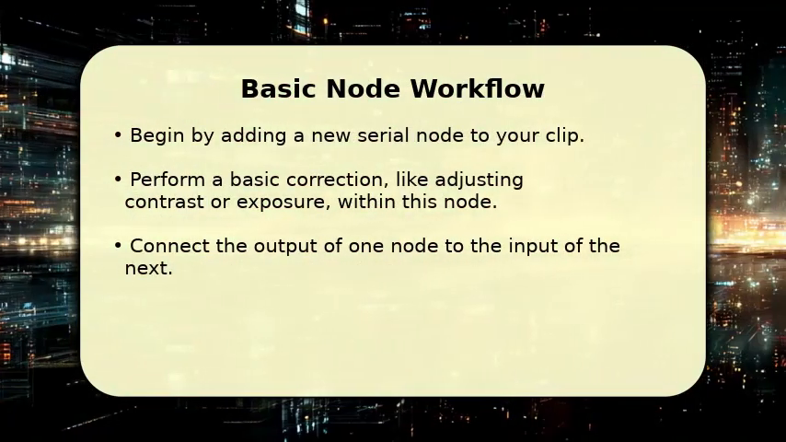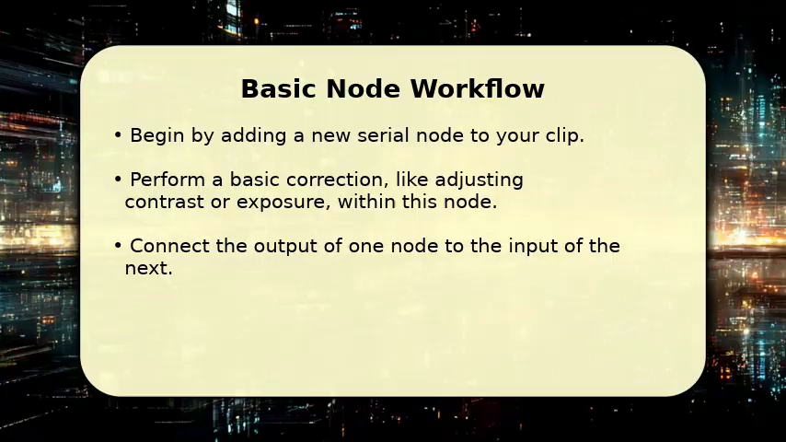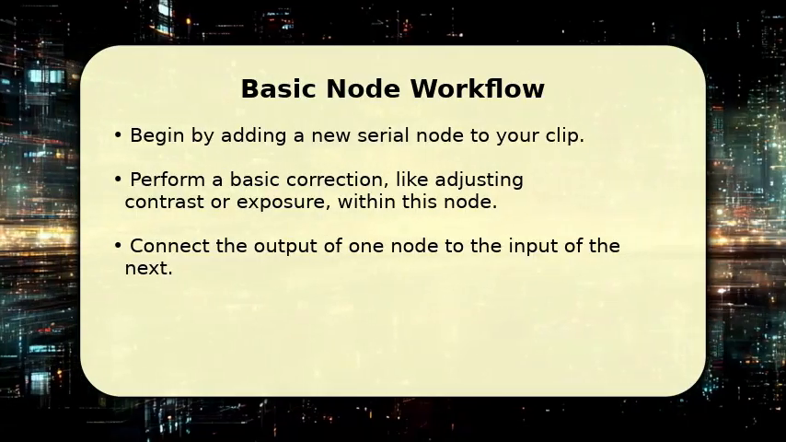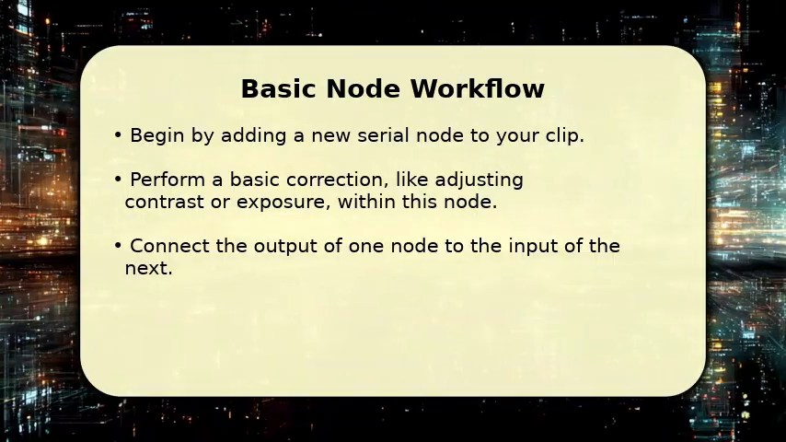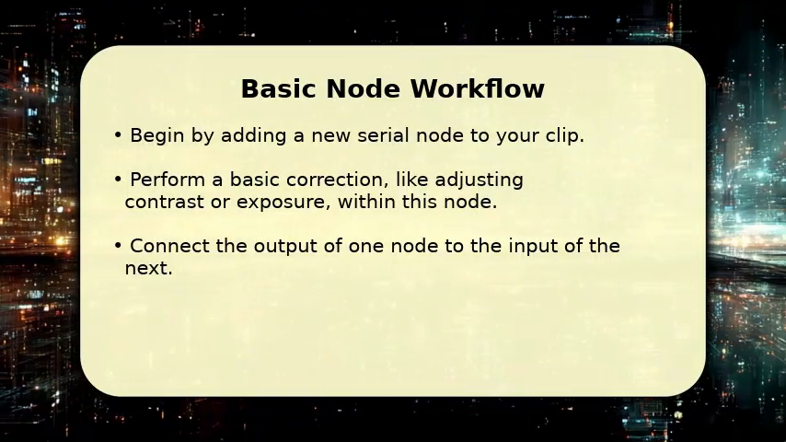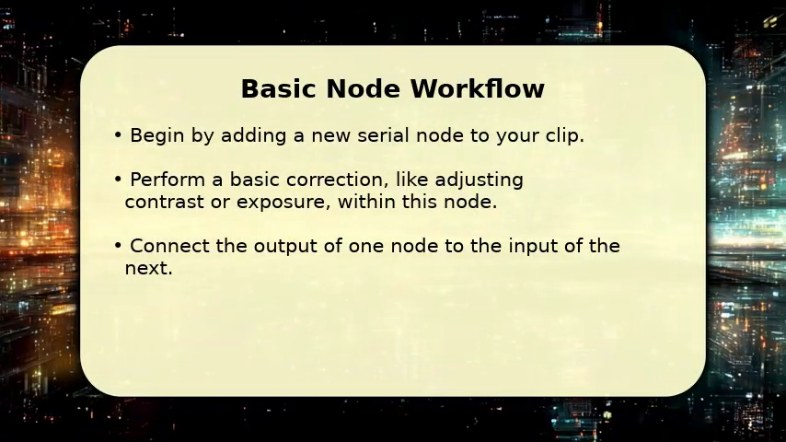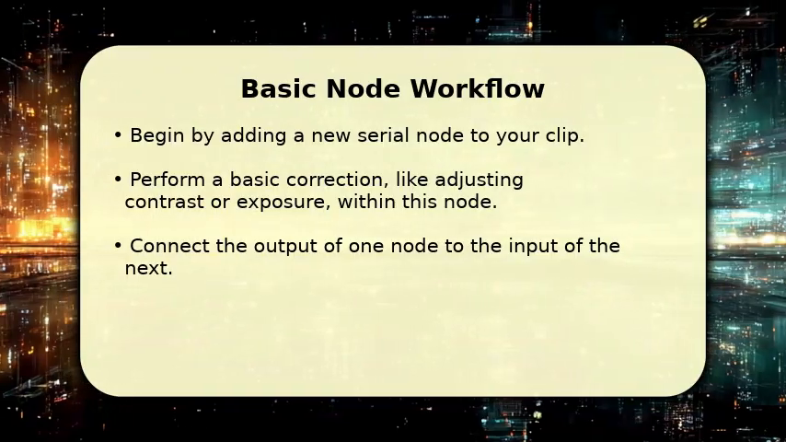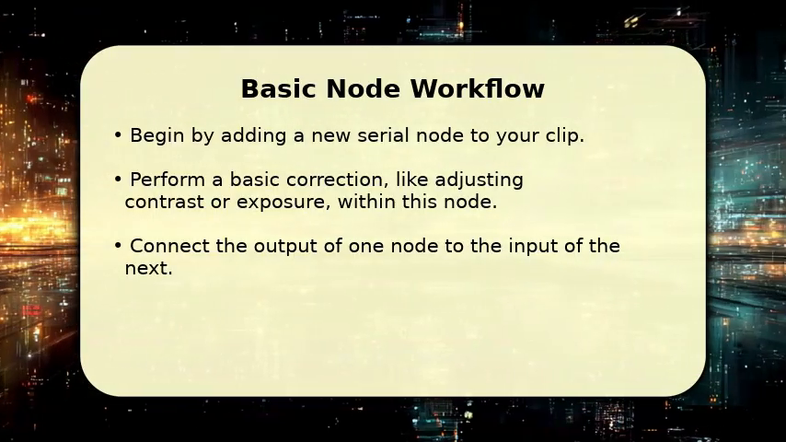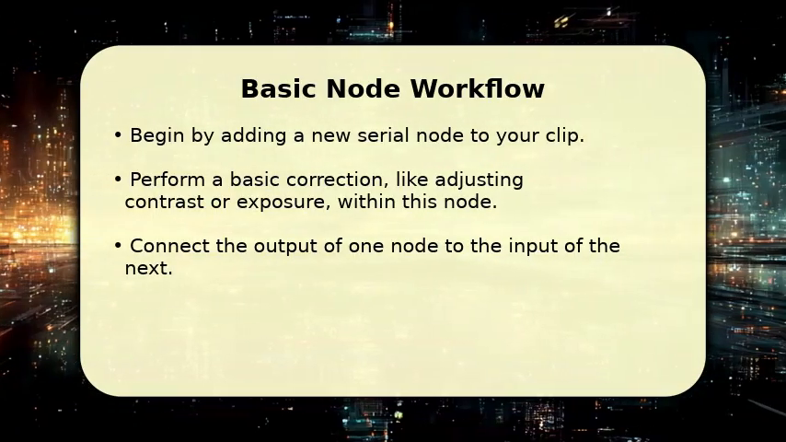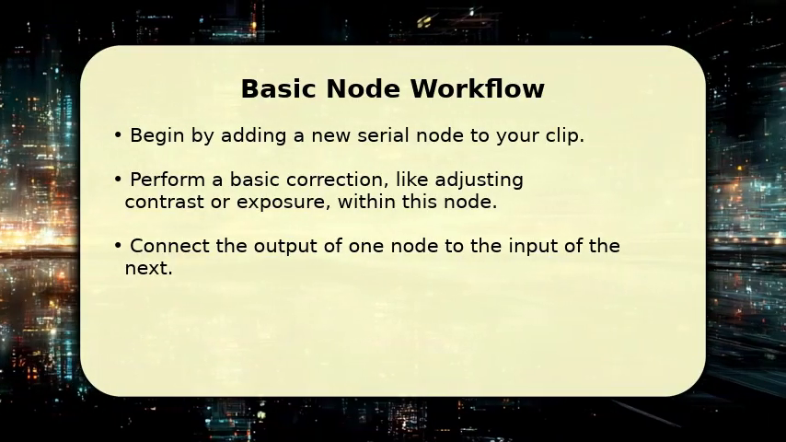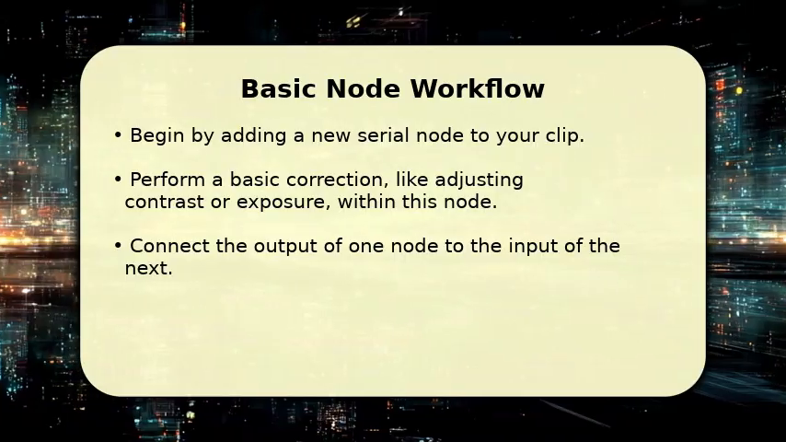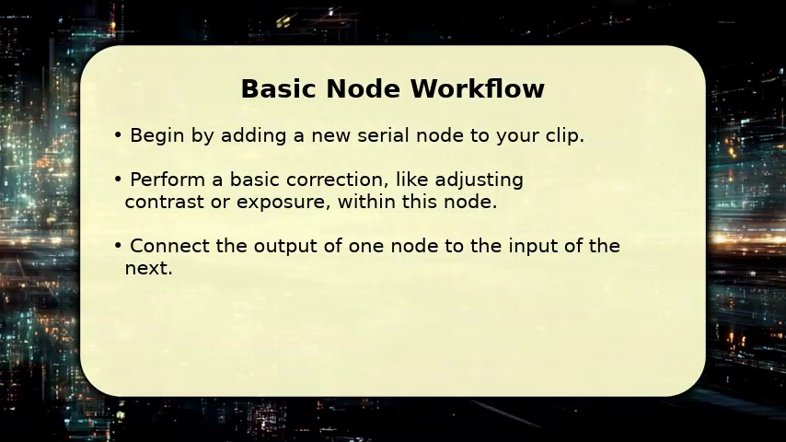Let's walk through a basic node workflow. To start, simply right-click in the node editor and add a new serial node. This is where you'll apply your first correction, perhaps adjusting the lift, gamma, or gain to set your initial exposure. Then, add another node to refine your color balance or saturation. Connect the nodes sequentially, from left to right, ensuring a logical flow. Remember, a well-organized node tree makes future edits and adjustments much easier for you.